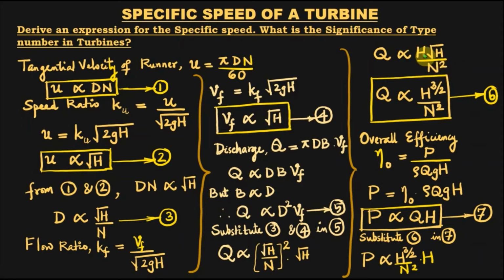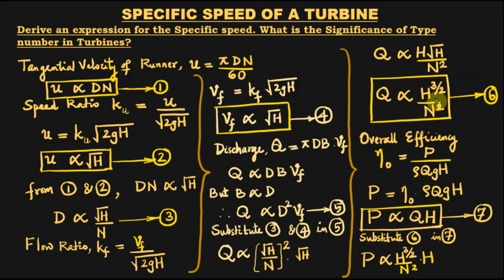That is h into root of h means h raised to 1 by 2. So h raised to 1 into h raised to 1 by 2, that is h raised to 1 plus 1 by 2, that is h raised to 3 by 2. So Q is proportional to h raised to 3 by 2 divided by N square. Let it be equation number 6. This is the expression for the discharge in terms of head and the speed.